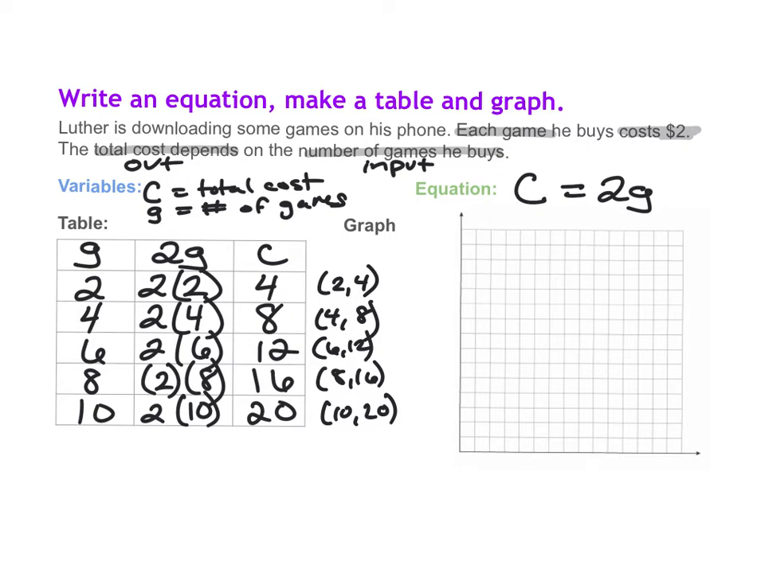And of course, we're going to label our axis. So our G, in this case, is our x-axis. So we could say G. That represents number of games purchased or bought. And our y-axis means total cost or total amount spent. And the title of this would be representing Luther's video game purchases.